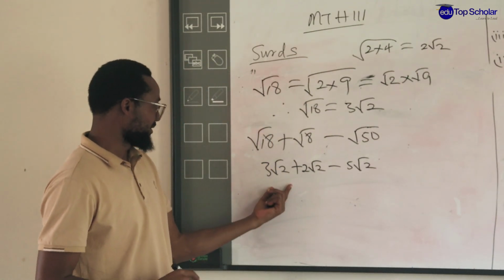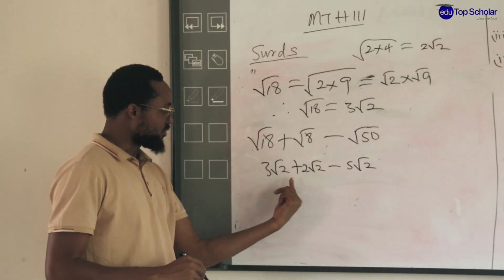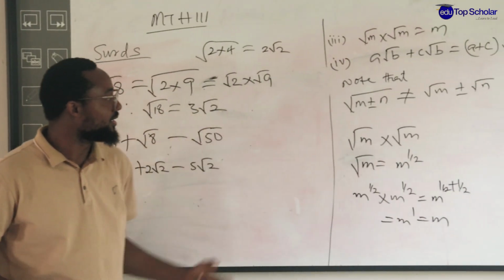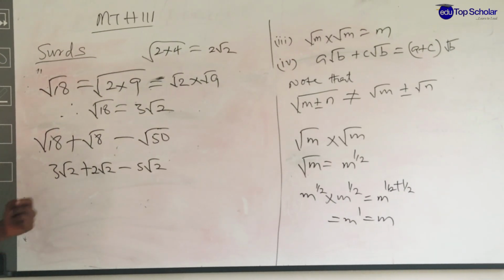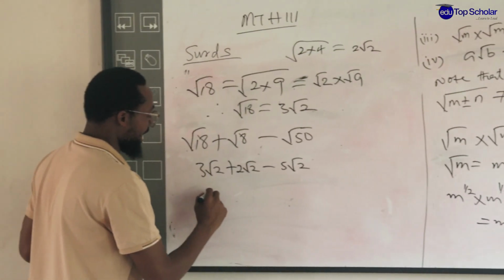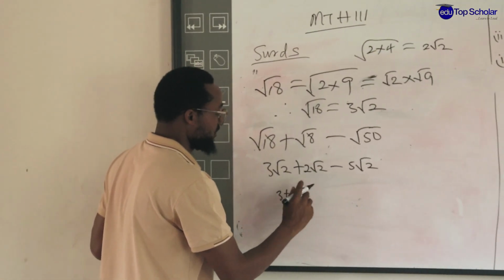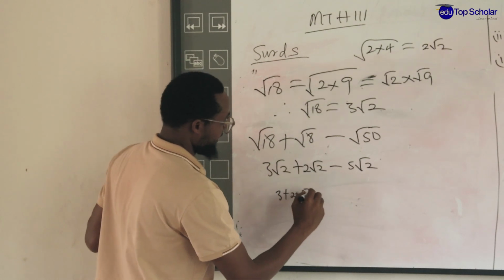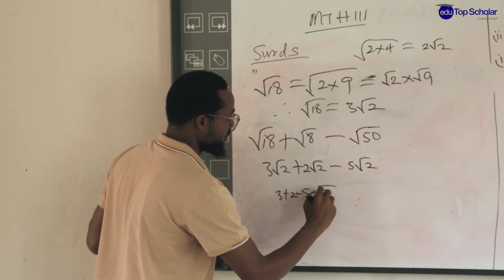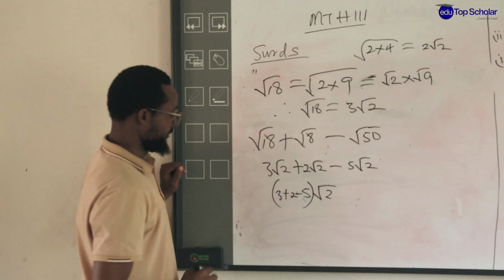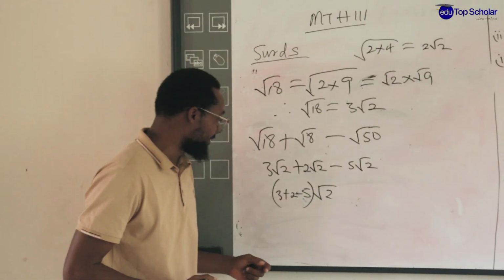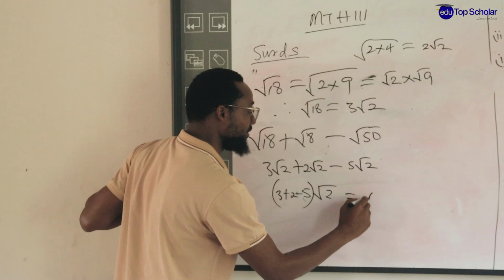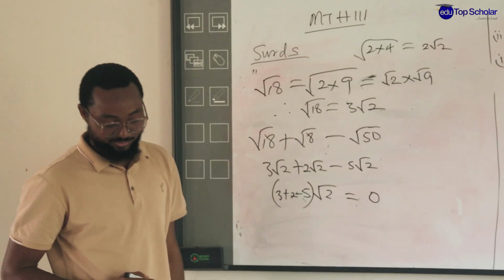If we look at this, you can see that we have root 2, root 2, root 2, and that implies that our last law can be applied here. So we have 3 plus 2 minus 5 root 2. Oh, I didn't even take note of this. I just picked this because this will be 0. So our result here will be 0.